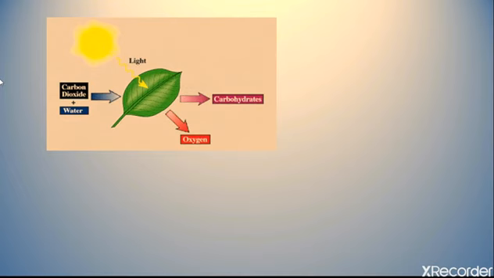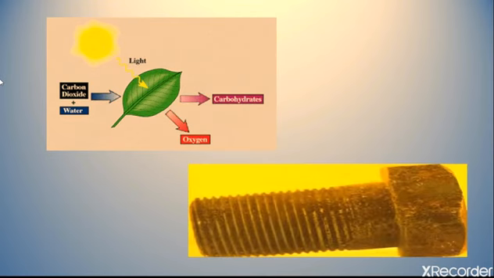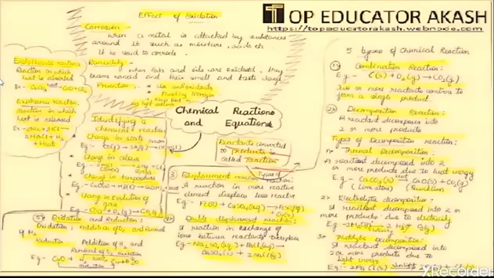New products are formed. Another example is iron rust. You can see in your surroundings that when iron is exposed to the atmosphere, it is attacked by oxygen. Then it is oxidized and turns into iron rust, ferric oxide. Then let's start chemical reactions and equations.